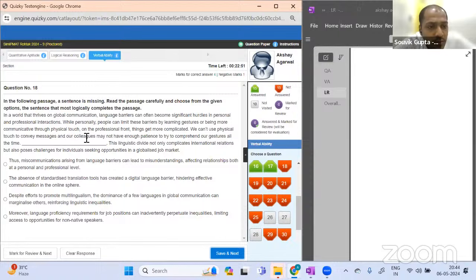You can't use physical touch to convey messages, and colleagues may not have enough patience to try and to comprehend our gestures all the time. In a world that thrives on global communication, the language barriers can often become significant hurdles for personal and professional interactions. While personally, people can limit these barriers by learning gestures or being more communicative through physical touch. On the professional front, things get a little complicated. Things get more complicated. We can't use physical touch to convey our messages, and our colleagues may not have enough patience to try to comprehend all the gestures all the time, our gestures all the time. This linguistic divide not only complicates international relations but also poses challenges for individuals to deal with this.